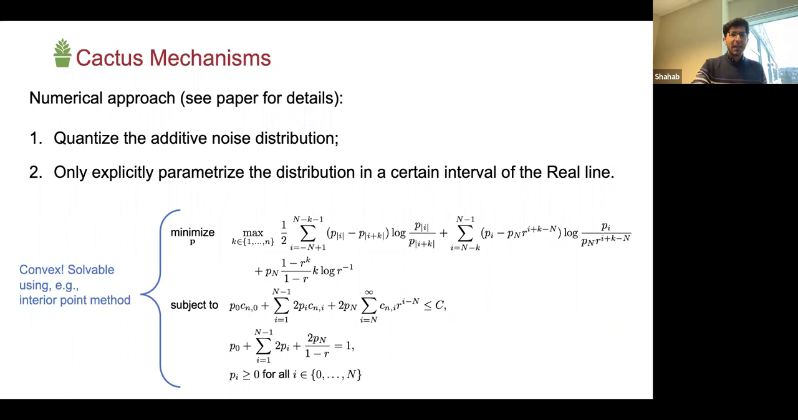But this is actually the result. We get a finite dimensional optimization problem. Here we have P. This P is not a probability measure, it's actually a PMF. It's a probability vector on some finite dimensional set. And instead of a being smaller than the sensitivity, we have this maximum over k, from 1 to N, where N is just some number like 1,000 or 2,000. So this is the quantized or discretized version of our original optimization problem.